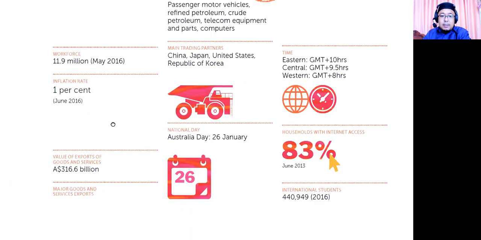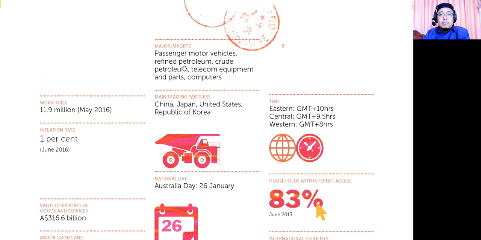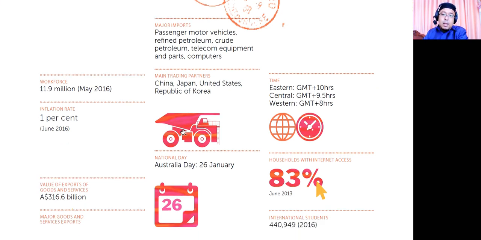Value of export of goods and services is 316.6 billion Australian dollars. And major import, ini import utamanya adalah passenger motor vehicles, refined petroleum, crude petroleum, telecom equipment and parts, as well as computers. Nah, jadi ini adalah benda-benda impor utama yang dari Australia. Kemudian, main trading partners, ini rekan kerja dalam hal dagang, yaitu China, Jepang, Amerika Serikat, dan Republic of Korea.